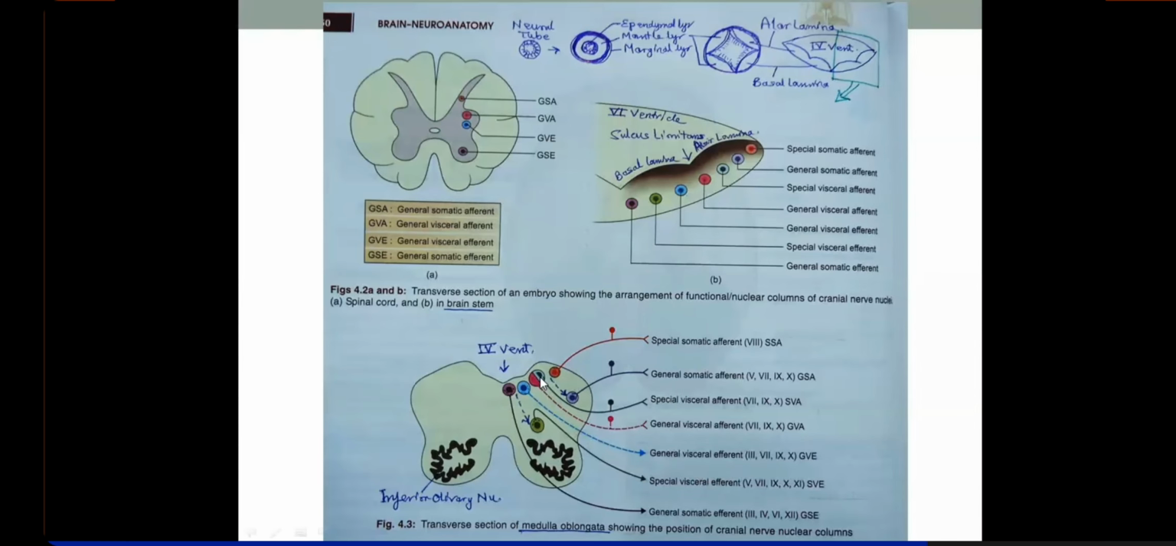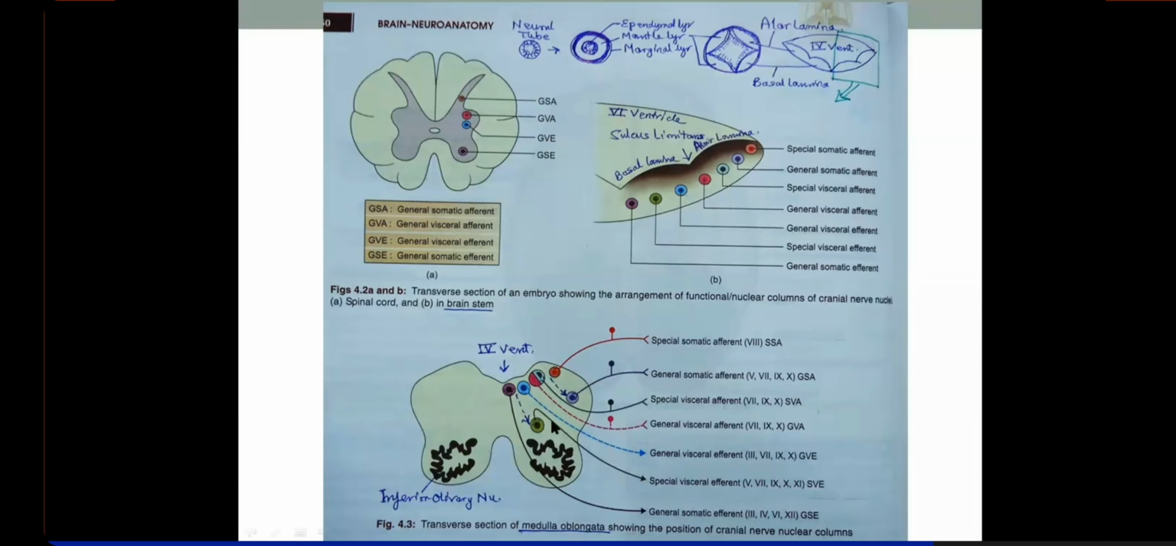Now remember, you can see here that these two functional columns have merged, right? They have fused. So general visceral afferent and special visceral afferent have fused together to form a common functional column, right? And this is the nucleus tractus solitarius. Okay? This functional column is called nucleus tractus solitarius.